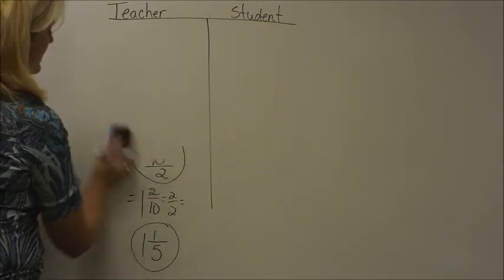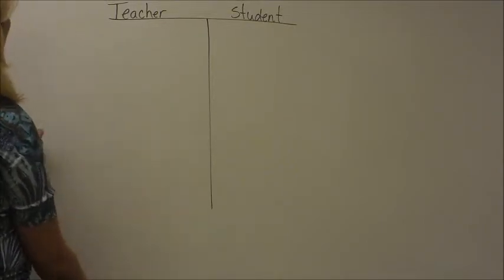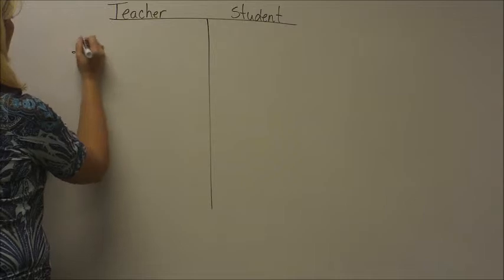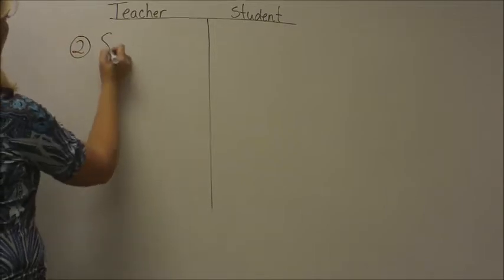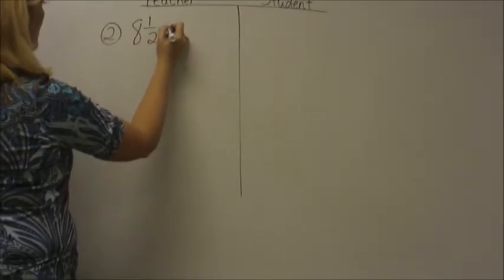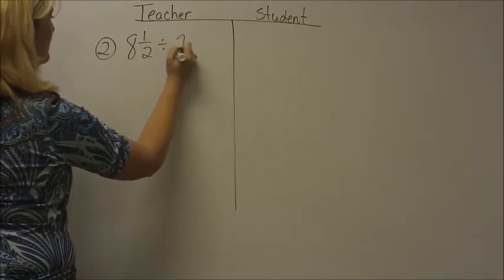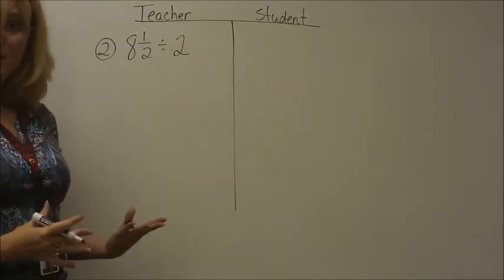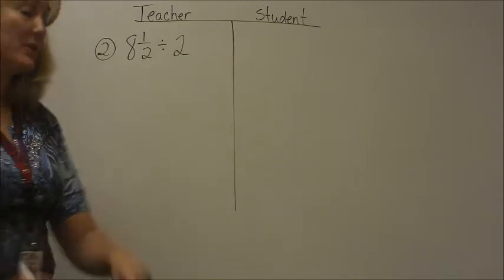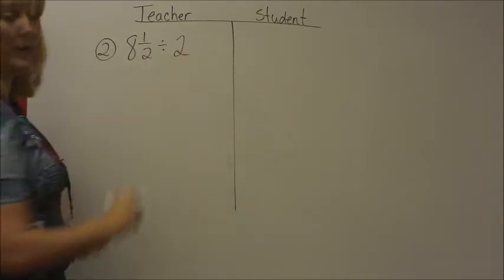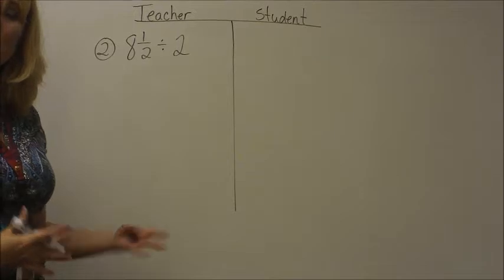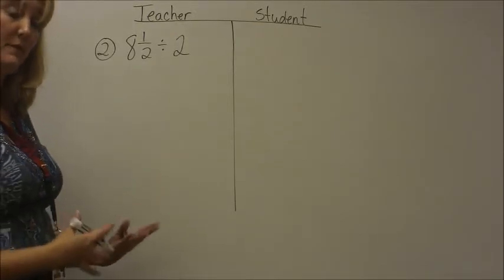Okay? Do this one on your teacher side. Let's do 8 and 1/2 divided by 2. Okay, in this one, I've got to have 2 fractions. What I have here is a mixed number and a whole number. So I've got to do some adjustments before I can follow my rules for division.